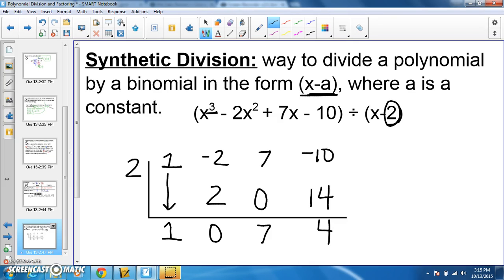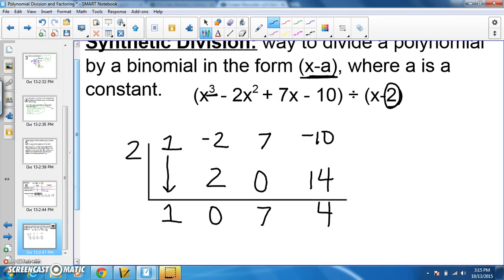Now it's time for us to interpret the results. The numbers underneath the box represent the coefficients of our quotient, or our answer. So, the first term of the quotient is 1 degree less than the polynomial that we were dividing. So the highest degree we had was 3. So now our answer is going to have the degree 1 less. So it will start off with 1x squared.